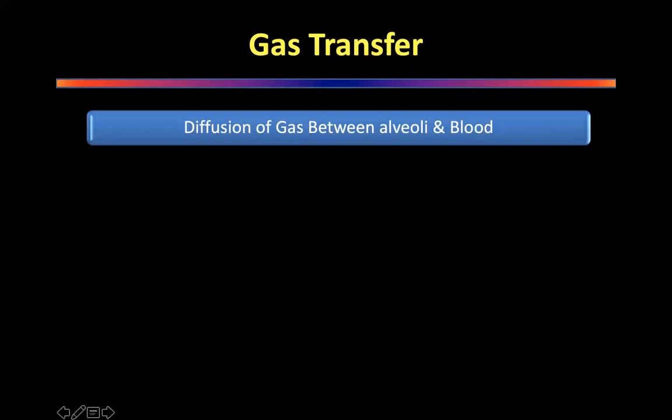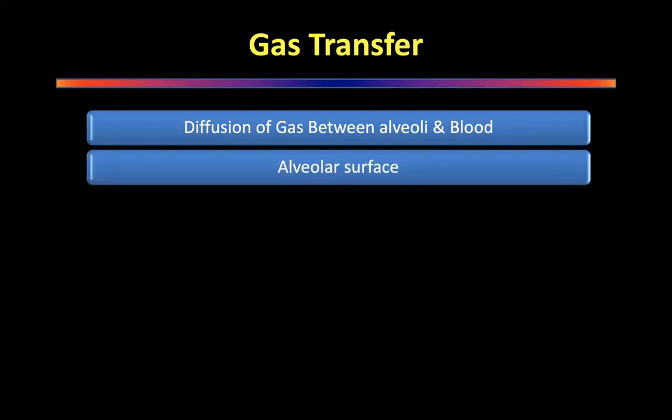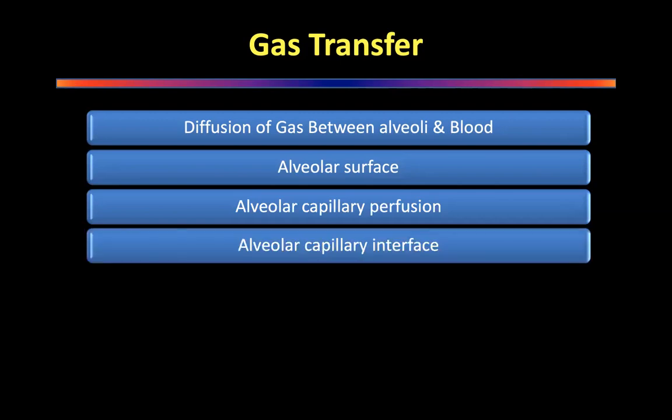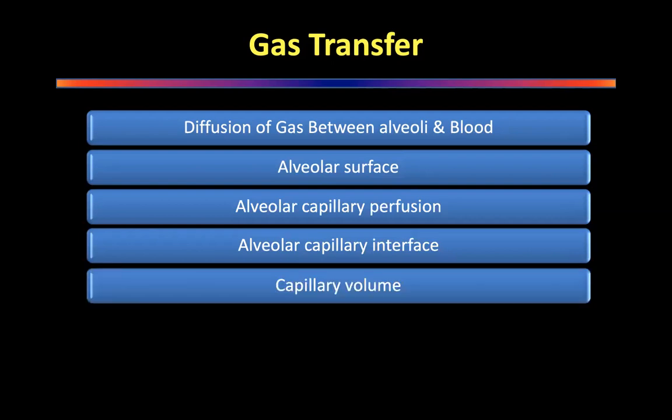Okay, so gas transfer. Let's go to the next test, which is gas transfer, because this is a very long topic and I don't want to stop. But come up with the questions at the end. So gas transfer is looking at diffusion of gas between alveoli and blood. The gas transfer is directly dependent on the alveolar surface. It is dependent on the alveolar capillary perfusion. It is dependent on the alveolar capillary interface. It is dependent on the volume of the capillaries that are present in the lung.